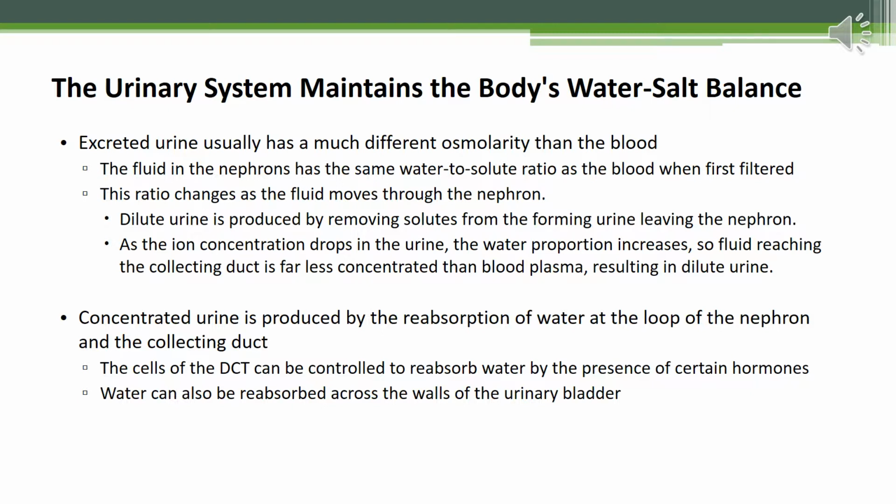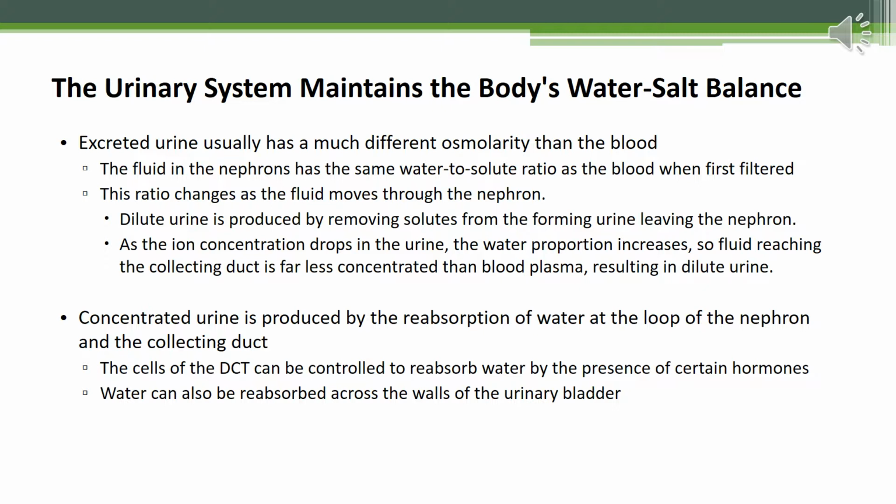Dilute urine is produced by removing solutes from the forming urine before it leaves the nephron. As the ion concentration drops in the urine, the water proportion increases, so fluid reaching the collecting duct is far less concentrated than blood plasma, resulting in dilute urine. The concentration of water and solutes in your urine is responsible for the different colors of urine. Urine higher in water concentration is lighter, whereas urine lower in water concentration is darker.